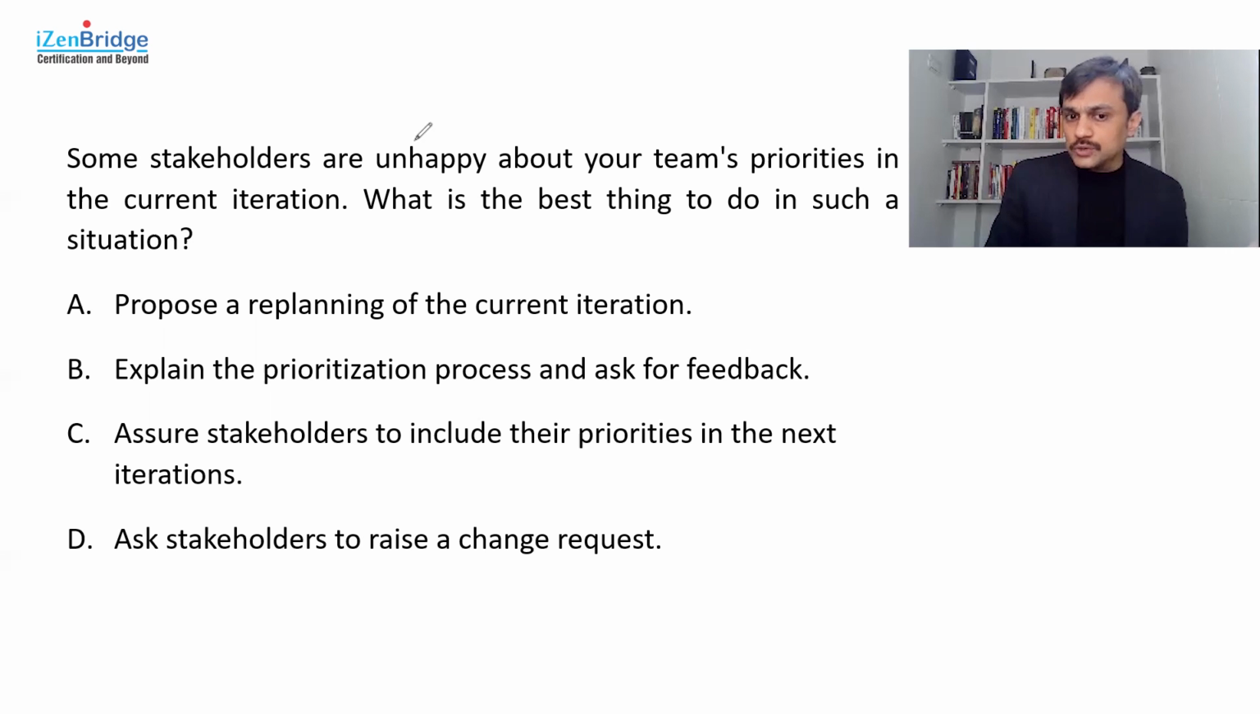Now, option C, assure stakeholders to include their priorities in the next iteration. You can't give that kind of assurance. You can say that we have this process, we will discuss this thing in that process, but we can't predict that, okay, don't worry about the current iteration, we will take care of your requirement in the next iteration. In the real world, sometimes it happens, but in that case, what we can conclude from that is that our backlog refinement is not happening properly. We don't have the right people, the right process for backlog refinement, and that's why we are doing this patchwork. Not a good idea. Option C.